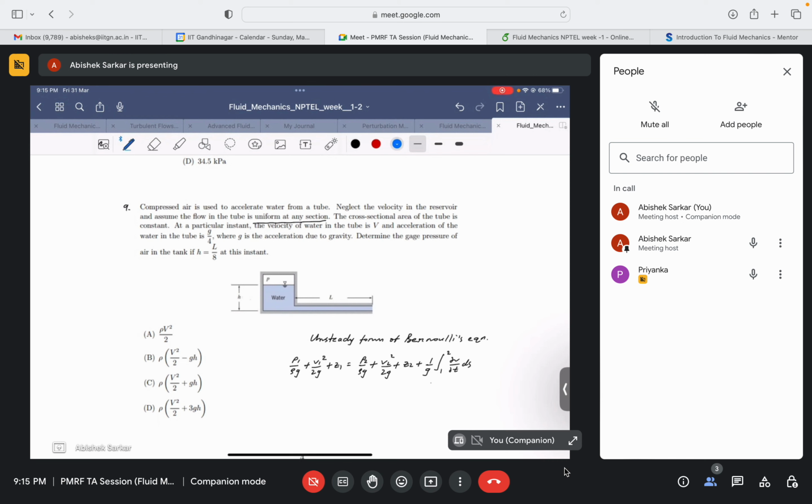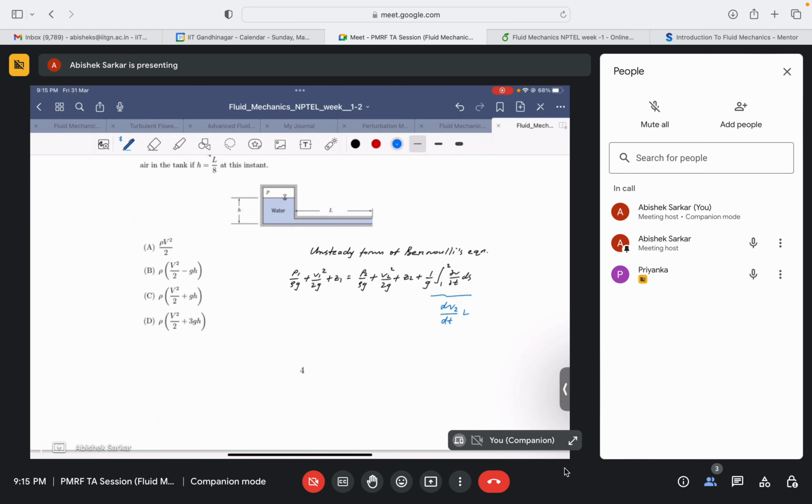Hello, sir. Yes. The answer which I am getting is not in the options, sir. Sure, no problem. But just tell me the answer. I am getting rho v square by 2 minus 3gh by 4. Okay. Have you taken this approximation? Yes, sir, but I took ds as h.